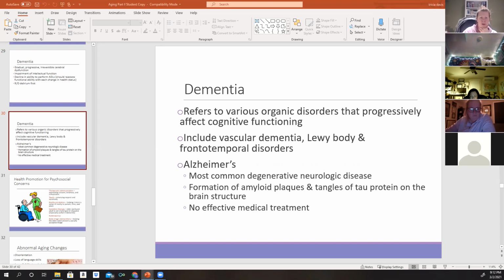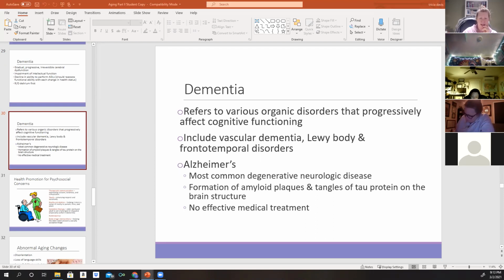Dementia refers to various organic disorders that progressively affect cognitive function. There are different types of dementia. There is Lewy body dementia and vascular dementia. They also have frontotemporal disorders that can cause dementia. Alzheimer's is the most common neurologic disease that we see in this older population.